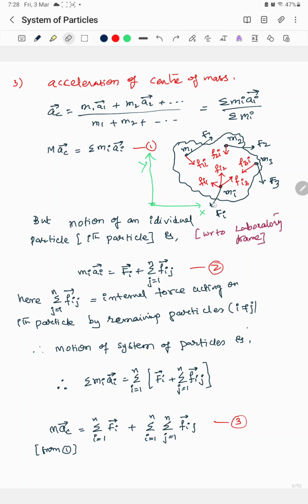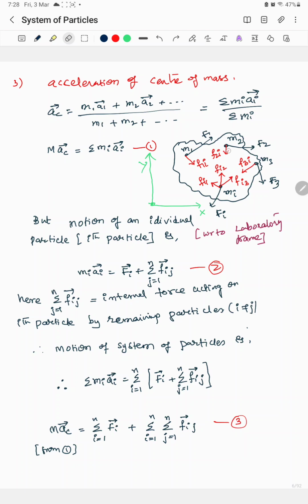The ith particle experiences an external force Fi bar, right? Now we know there are mutual interactions among different particles. The first particle applies force on this ith particle, and even the ith particle applies force on the first particle.